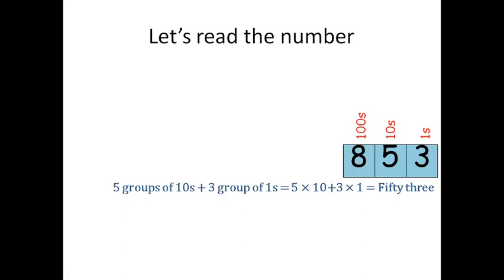So that digit is in the hundreds place. Now, can you read this number? This is 8 into hundreds. What's the value? 800. Now you know how to read this number. 5 into 10, that is 50. 3 into 1 equals 3. 853. 8 into 100 plus 5 into 10 plus 3 into 1.